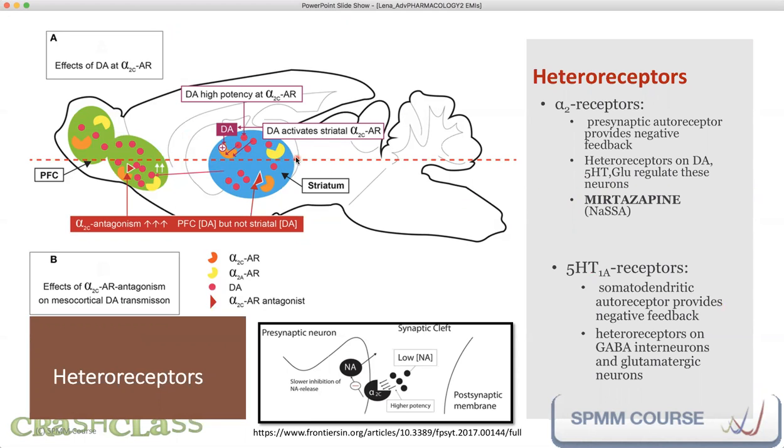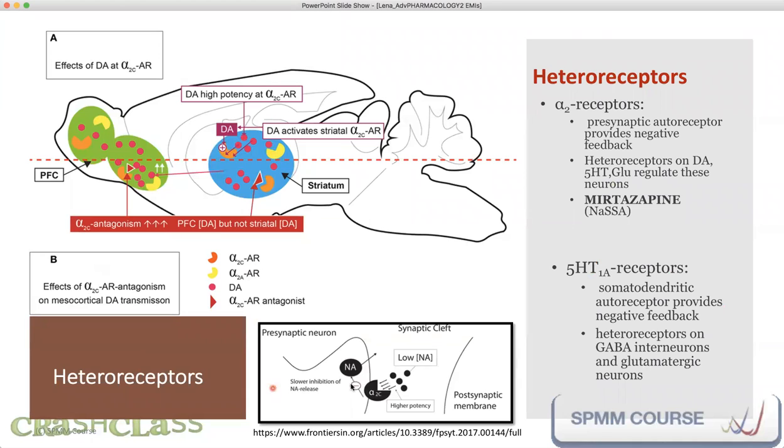In this picture, what I've shown here is when you stimulate alpha 2 receptor, it generally reduces dopamine in the prefrontal cortex because it's a heteroreceptor with inhibitory effect. When you block the alpha 2 receptor, it increases dopamine availability. That's what mirtazapine does. It increases monoamine availability through the heteroreceptor system. This is a mouse brain.